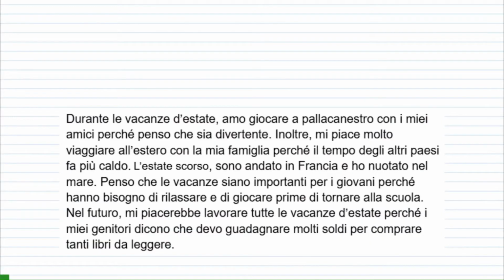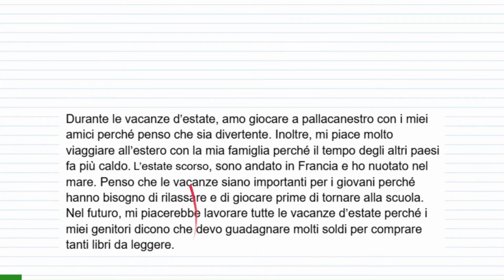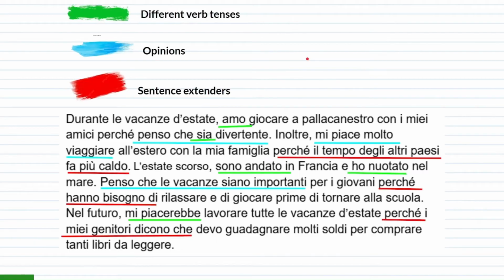Here is an answer that I've written to the exam question earlier. As you can see, I've highlighted parts that examiners will be looking for. In green are the different verb tenses, which include a few things. Later, I will go into which tenses you'll need, as well as this phrase here, penso che sia. The tenses I've used include the present indicative, the present subjunctive, the past perfect, and the conditional.